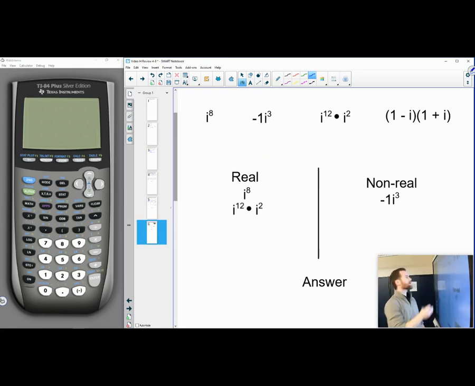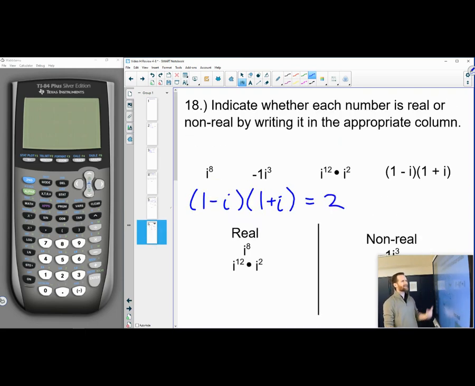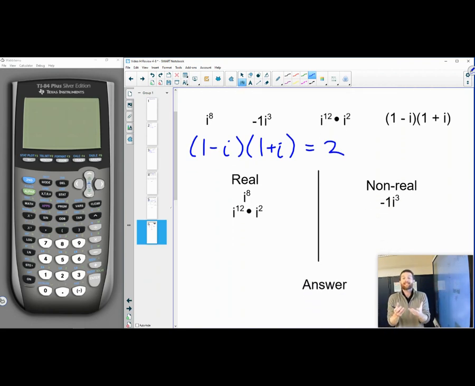And last but not least, we've got 1 minus i times 1 plus i. I think that just came out to a 2, didn't it? Let me just go back and check and not waste our time. Yeah, that's a 2. And I guess that makes sense. We're multiplying two complex conjugates, where the only thing that's different in the complex numbers is one of the signs. So that's going to make the i's cancel out and give us a real number.